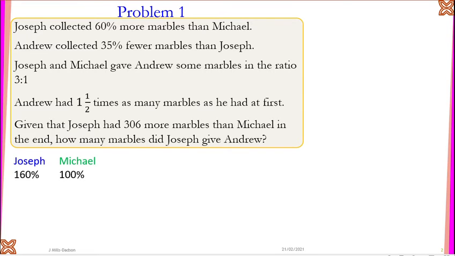Now on the second line, this time Andrew collected 35% fewer marbles than Joseph. Now Joseph is the reference point. So Joseph is now 100% because we are comparing Joseph's share with Andrew. So Joseph is now going to be 100% and Andrew is going to be 35% less. That also gives us 100% for Joseph and Andrew 65%. That's from the first two statements.